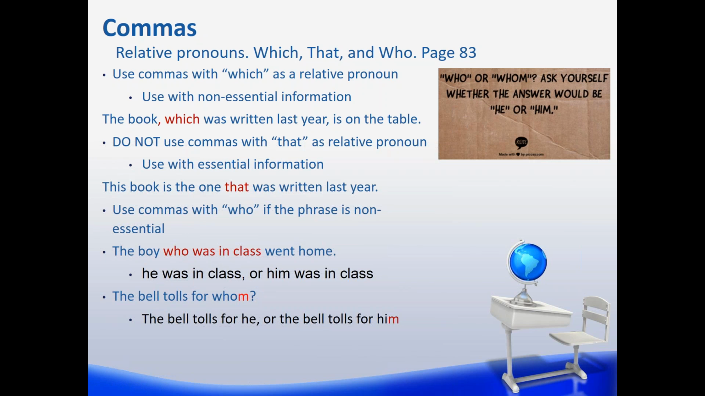How do I know whether to use who or whom? So if you can substitute he or him, depending which one makes sense is going to guide you. So for my example here, "he was in class," that makes sense, so I'm going to use who. If I say "him was in class," that doesn't make sense, so I'm not going to use whom. "The bell tolls for whom." So if I say "the bell tolls for he," it doesn't make sense. But if I say "the bell tolls for him," it makes sense. And then notice how him and whom both have M's at the end of them. And so that's another way you can remember that.